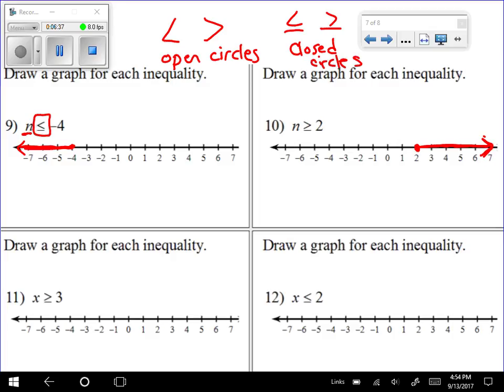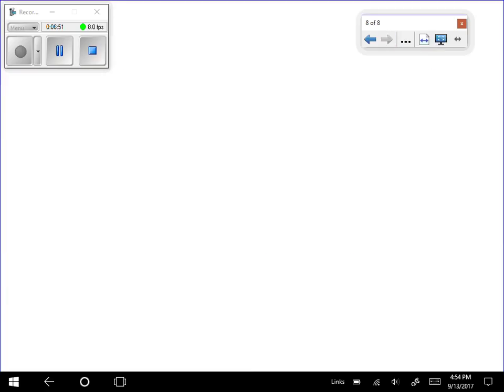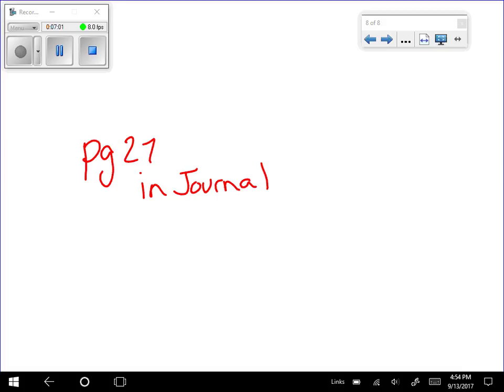All right, so go ahead and try 11 and 12. These also have equal to symbols, so you probably should have closed circles, and then you can shade the correct direction. Once you're done with that, you're free to work on page 27 in your journal. That is your homework for the weekend. It's probably pretty easy, so if you get done with that page, you have time in class to work on other things. Please use that time wisely.